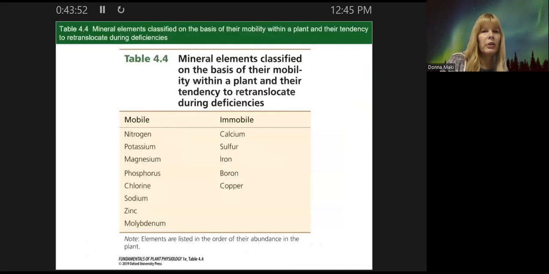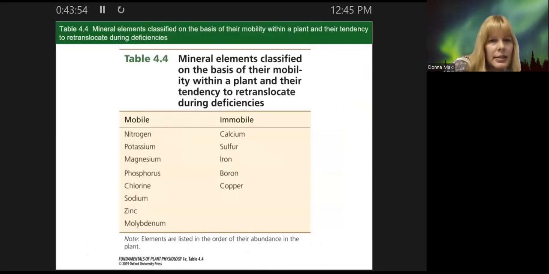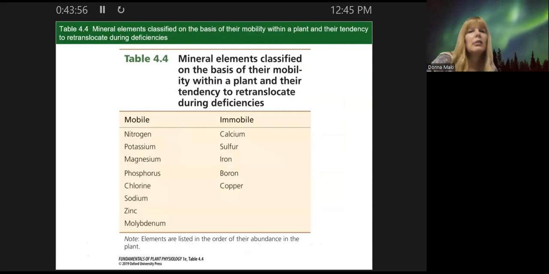So if you're good with this one, I think this is the one from our book. So this is the one I want you to know. Okay, so mobile versus immobile, we're talking within the plant bodies, looking at deficiency symptoms.